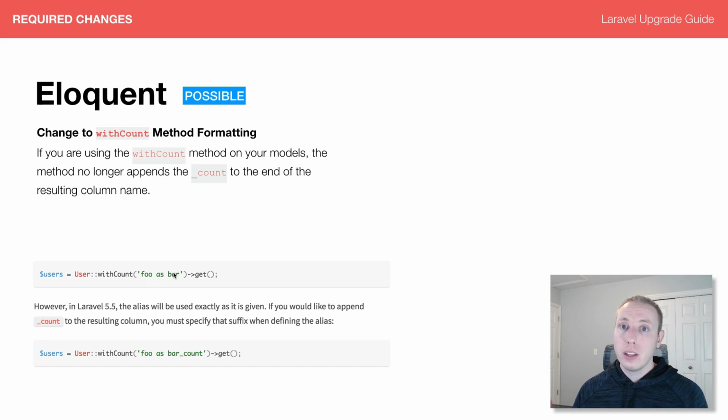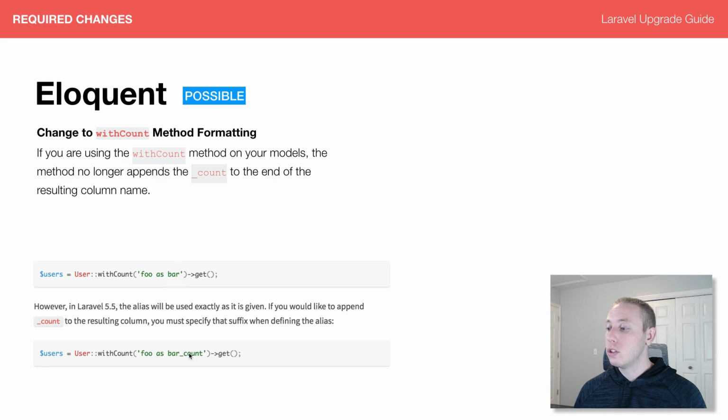Now that is no longer the case. It actually accepts exactly what you give it here. So if you give it bar, the property that has the count will actually be bar. So if you want to retain the old functionality, that underscore count, you just need to go ahead and define it here directly. So you can see here foo as bar underscore count. That will get you the exact same results. So if you're using any of these with count methods, it's probably easier to just go into your model and just add the underscore count to any of these names instead of going through everywhere that you reference it in your views or your controllers.